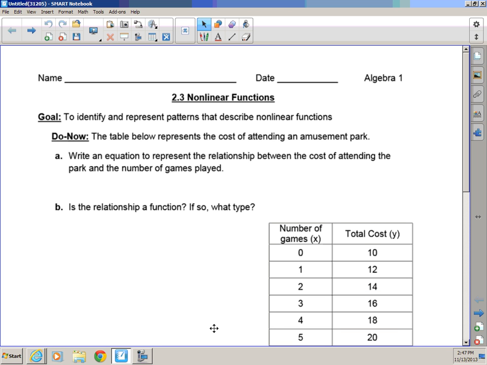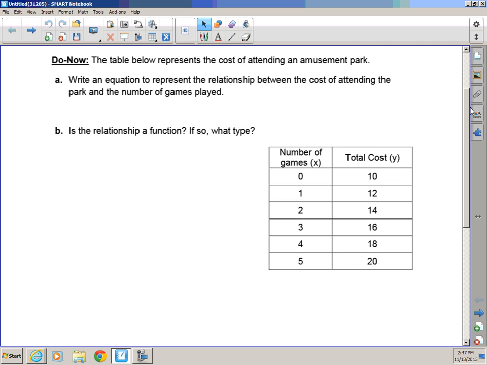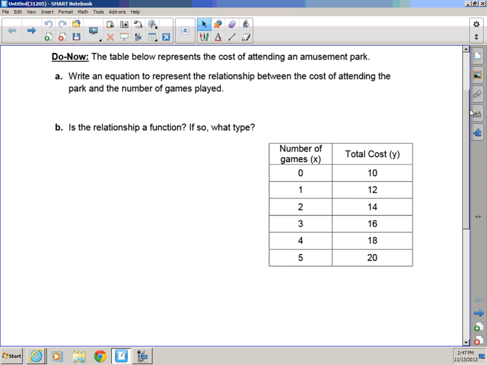The topic that we want to cover today is understanding when we have a nonlinear function. And we're going to understand this in the context of three scenarios that we're going to go through. But before doing that, let's take a look at the table of values below that shows us the relationship between the cost of attending an amusement park and the number of games played. And we want to write an equation for this.